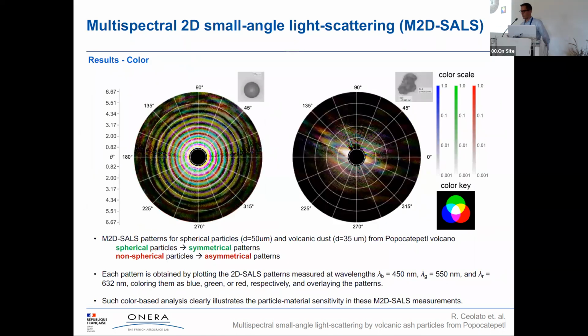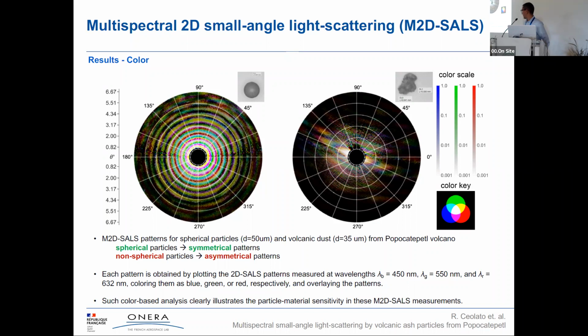So once we have our setup calibrated for all the different wavelengths, we can probe and measure different aerosol deposited on the glass window. So those particles, you can see the different results. On the left, we have a spherical particle, and on the right, we have a volcanic ash. So you can see very fast that the images are very different.